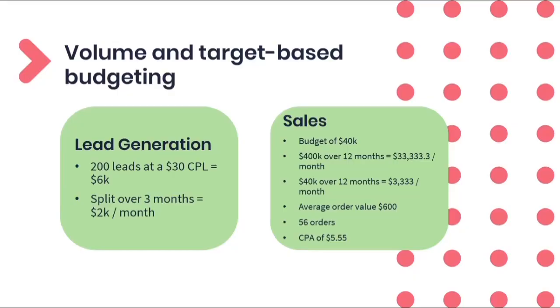And then if we divide our monthly budget of $3,333 US by the amount of orders, we then get a cost per acquisition of $5.55. All right, and that's what we would spend for a purchase, and that's how we can really calculate these figures right down to the nitty-gritty.